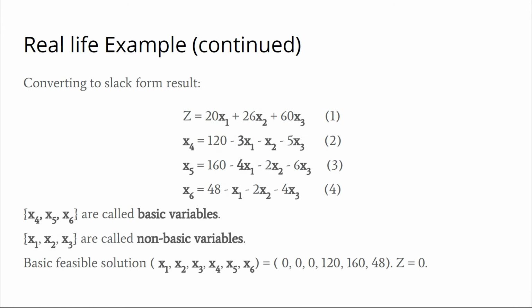We call the variables on the left-hand side of these equations basic variables, and the variables on the right-hand side non-basic variables. At this point, we can get a basic solution. A solution is said to be feasible if all these variables are non-negative. Therefore, we can say that the solution we get at this point is a basic feasible solution. The value of our objective function is 0.